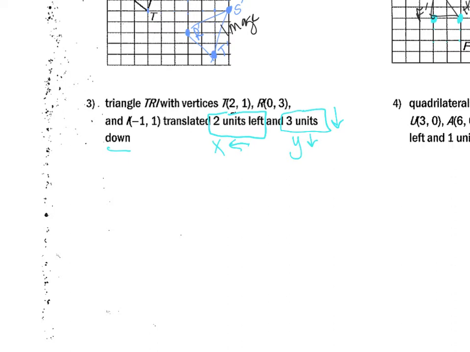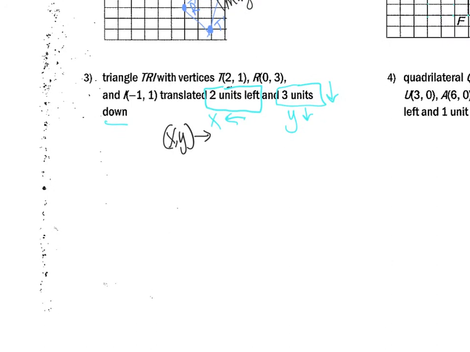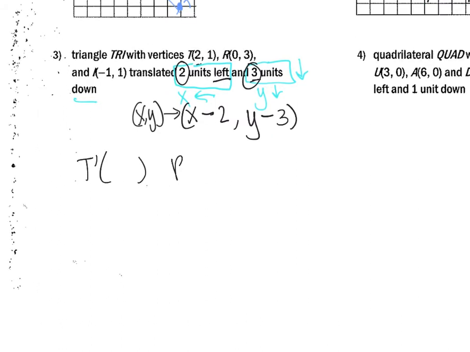Okay, so the algebraic rule we're going to use is (x, y), what's happening to the x. If we're moving to the left, remember those are our negative numbers, so minus the number they gave us, 2 in this case, and the y value, if it's going down on the y-axis, those are my negatives. So I'm going to minus 3. Okay, so we're going to use that to write our new coordinates for T prime, R prime, and I prime.